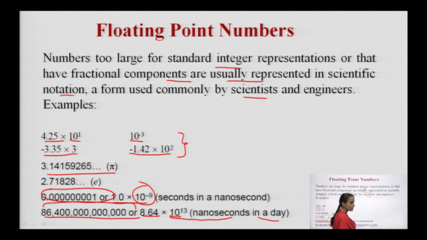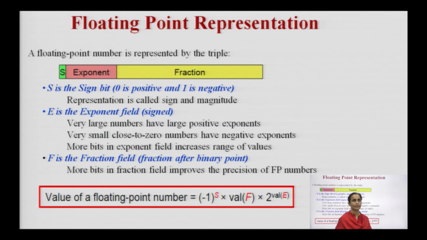So, when the numbers are too large or too small, there is a requirement to represent them in floating point. This is very clear from these examples. As I told, a floating point number is represented by a triplet.